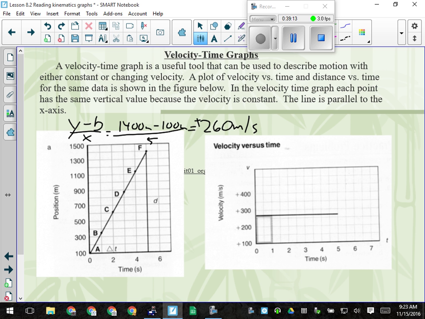What's the acceleration of that object then? 0. Acceleration is a change in velocity. The velocity is not changing, therefore the acceleration is 0. Okay. According to this graph, what's the displacement of this object?